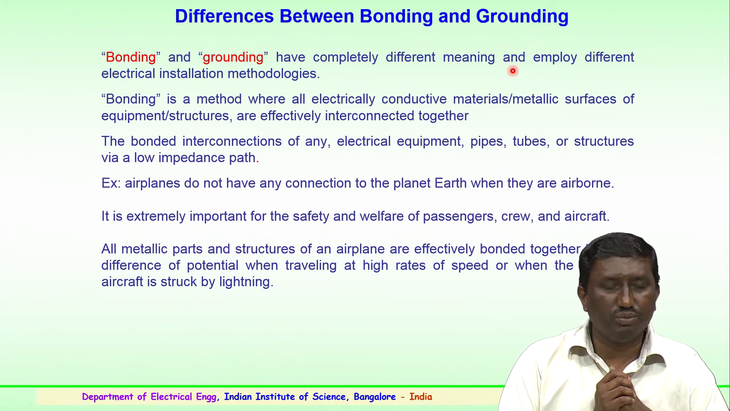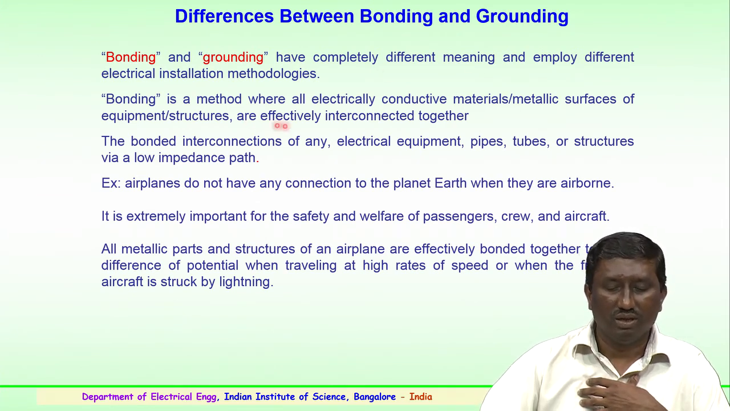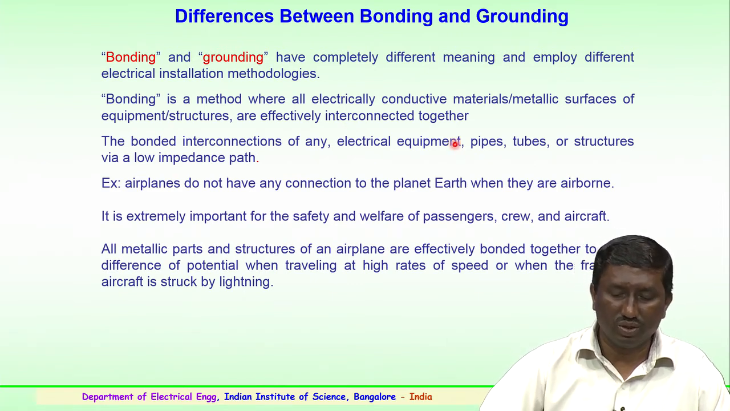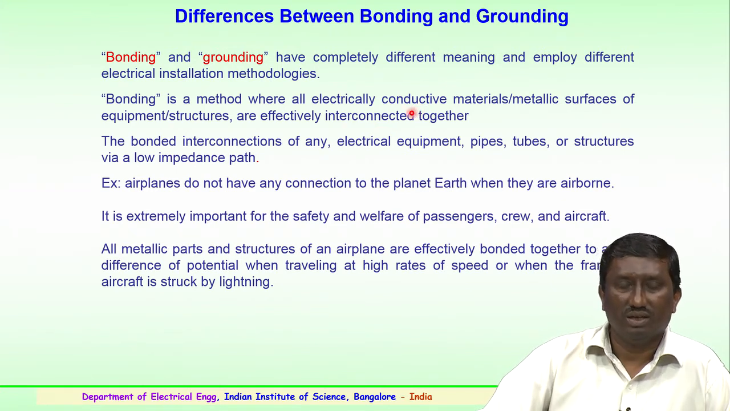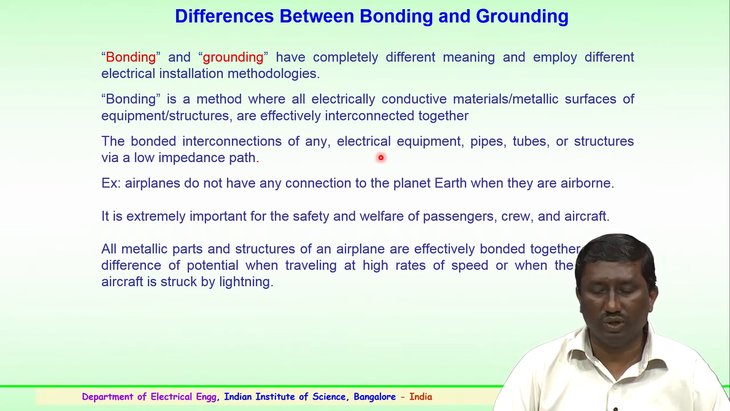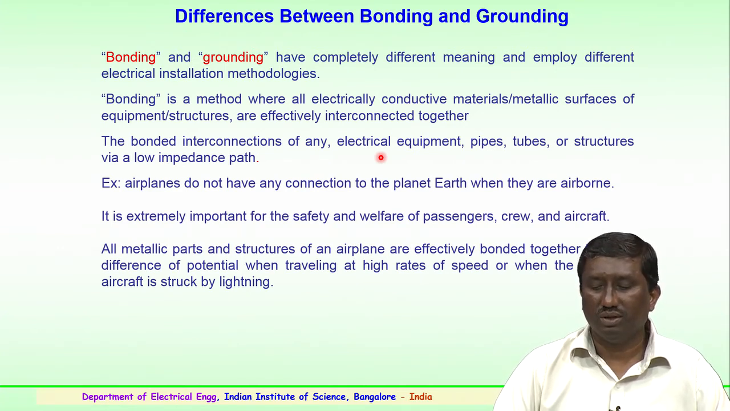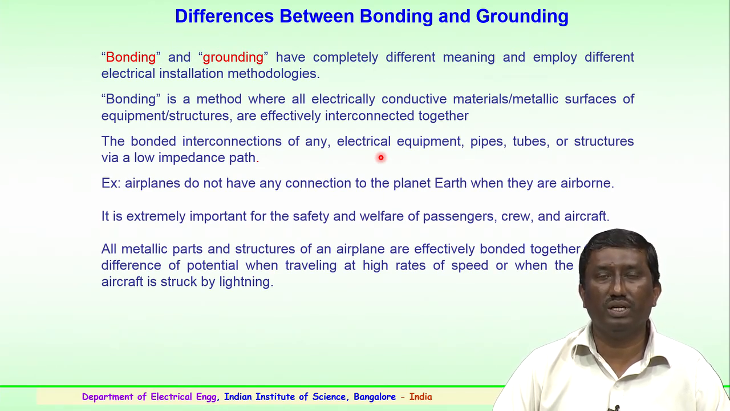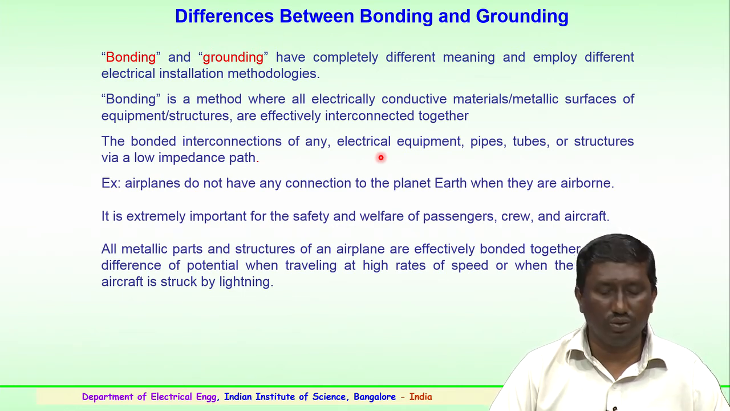When you closely observe, bonding is a method where all electrically conductive materials or metallic surfaces of the equipment or structures are effectively interconnected together. This is the point to be noted here: all the metallic parts have to be properly interconnected. The bonded interconnections of any electrical equipment like pipes, tubes or structures should be via a low impedance path, a very low resistive path.